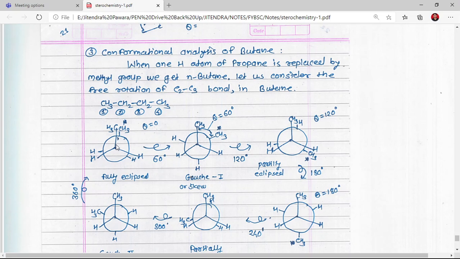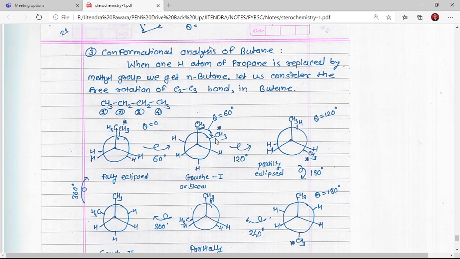But when you rotate the back carbon by 60 degrees, you get this conformation, and the angle between the two CH3 groups is 60 degrees. This conformation is called gauche or skew conformation. In this conformation, no CH3-CH3 or HH interactions are involved. This is the structure of that conformation.